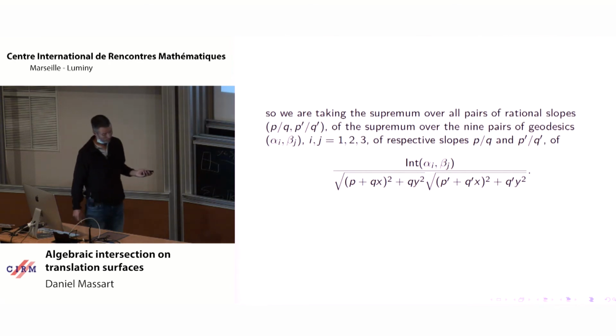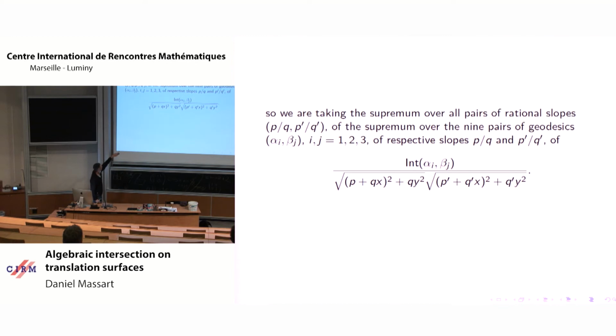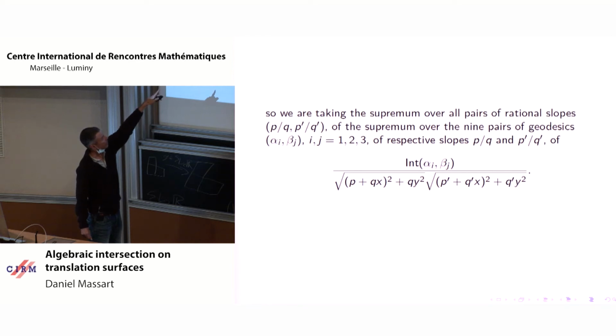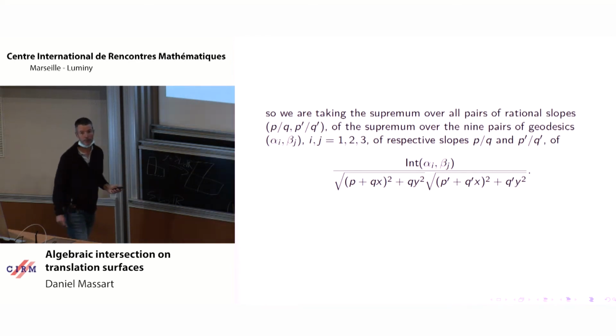So in fact, what I'm looking for is the maximum of this quantity. Downstairs you have the product of the lengths, and upstairs you have the algebraic intersection. And you are taking the supremum over all pairs of rational slopes. Of course, when you have chosen 2 rational slopes, you still have to take the maximum over all 9 pairs of geodesics with this slope.